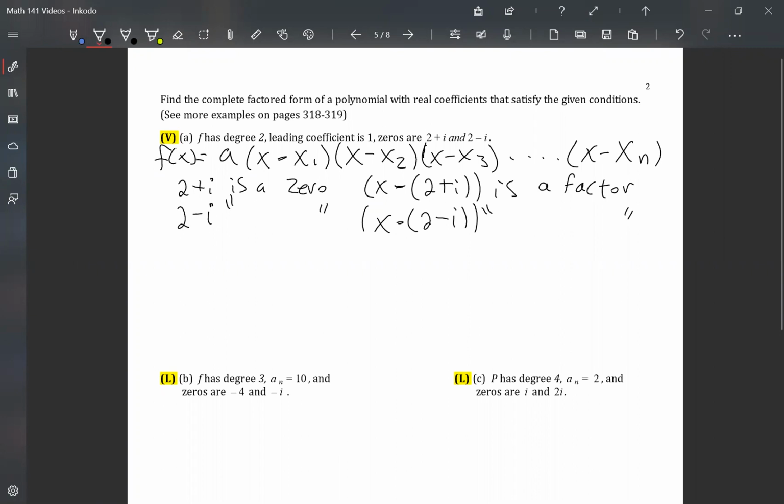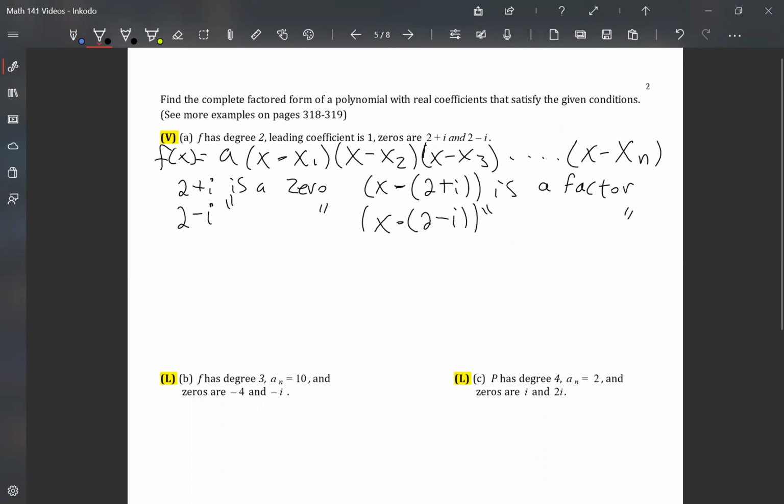If you were ever given 2 plus i as a zero and you're supposed to find the second one, since we know it's degree 2, there has to be another zero. If you're just given 2 plus i, we can assume 2 minus i has to exist because these imaginary zeros come in pairs. So maybe on an exam, we could give you just 2 plus i and you'd have to find 2 minus i.